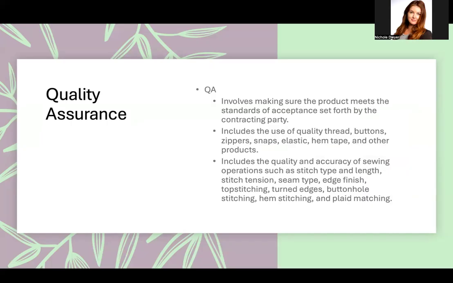Another important aspect to production processes is quality assurance. And excuse me for just a second.